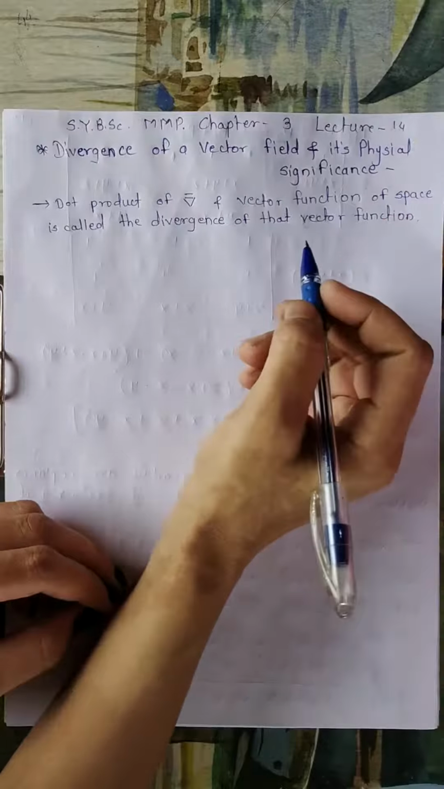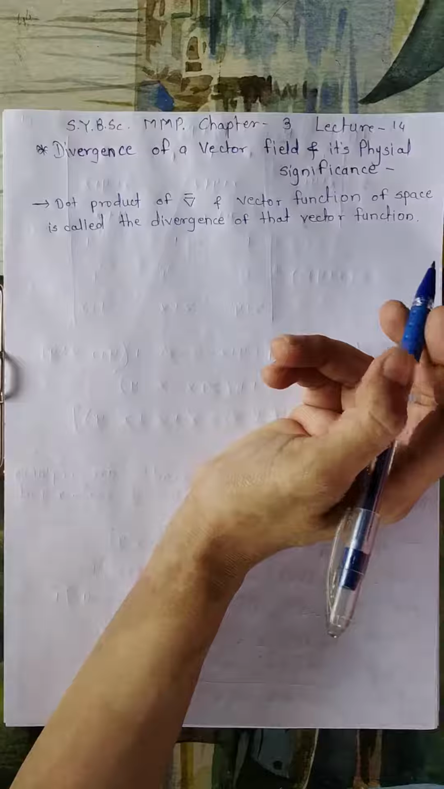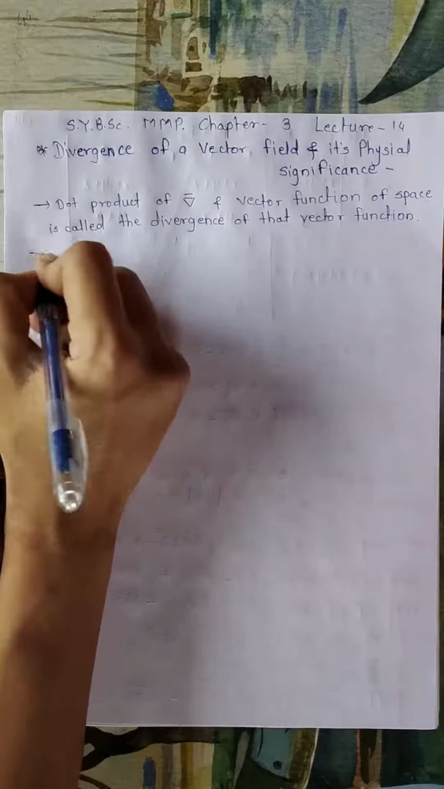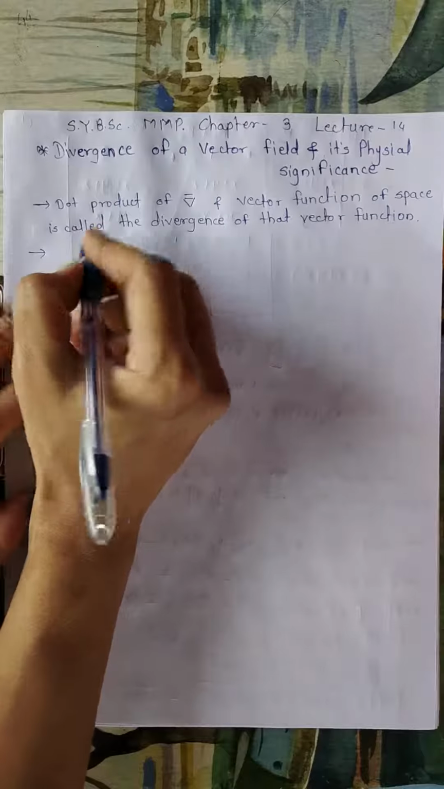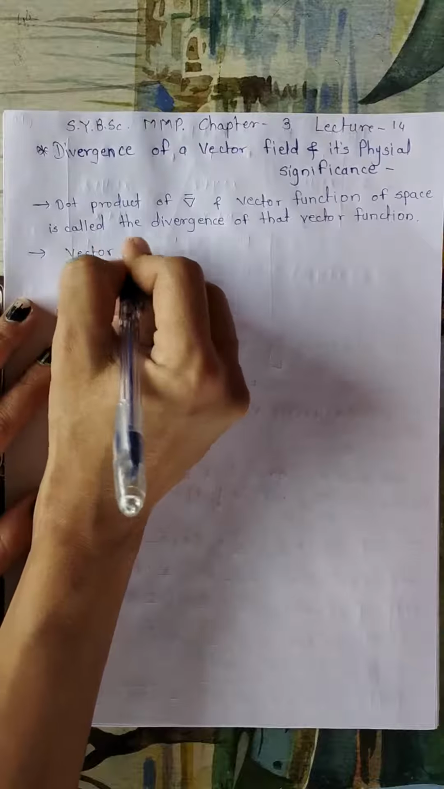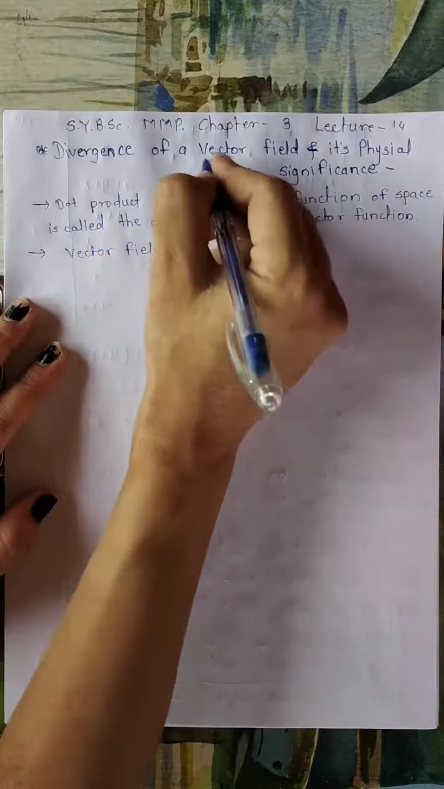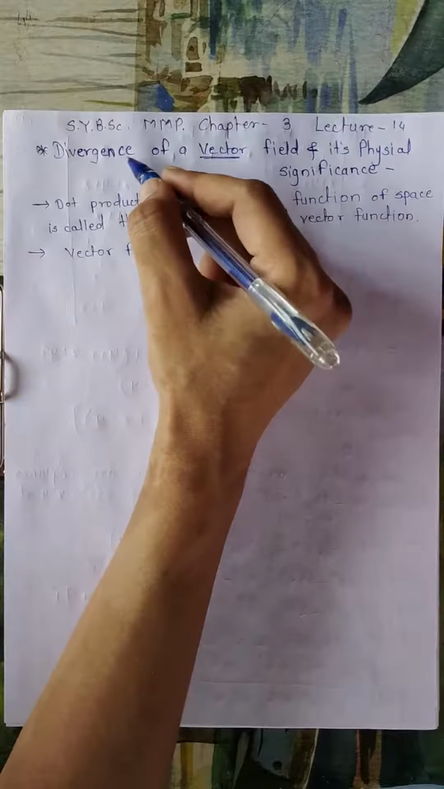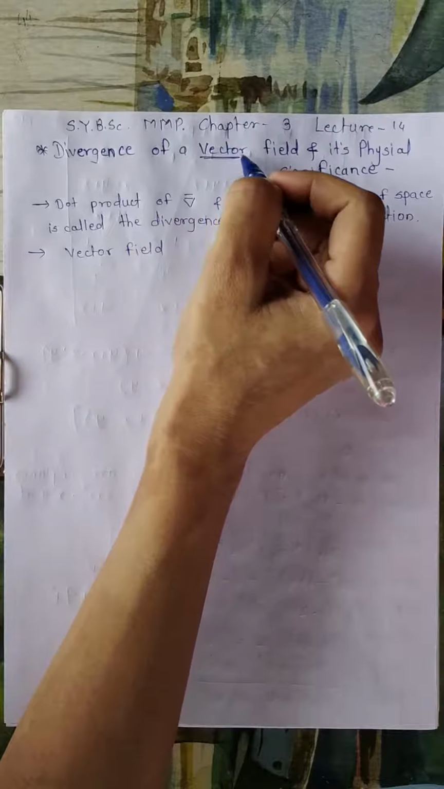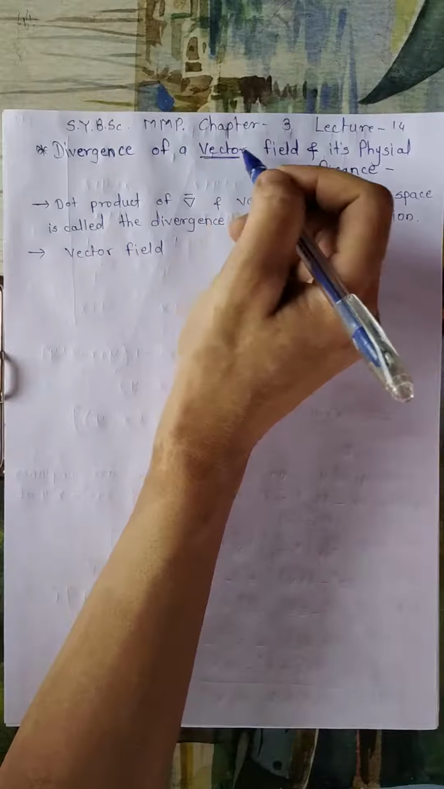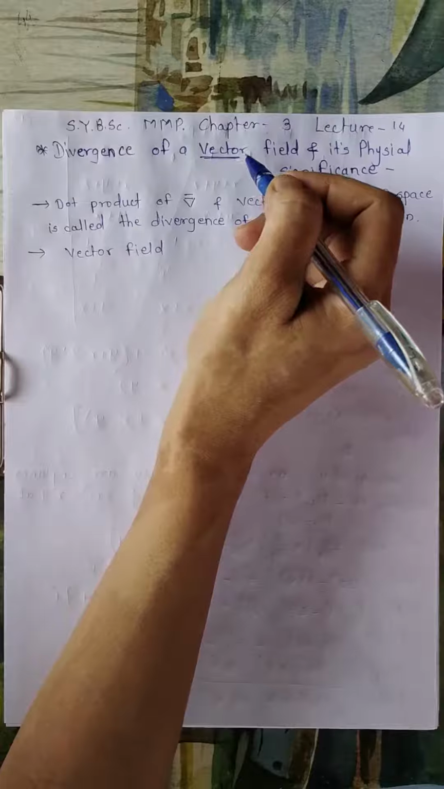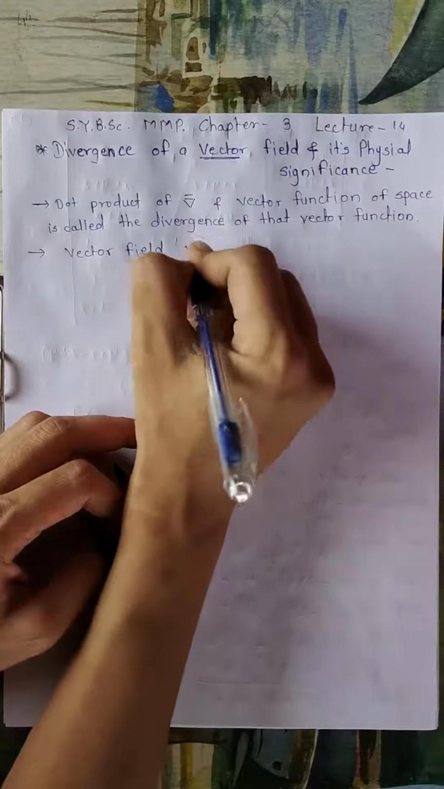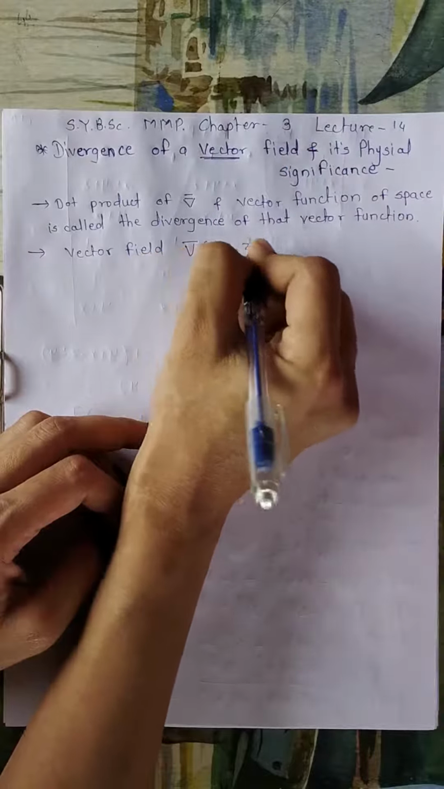Divergence is the dot product of del bar and a vector function of space. Suppose we have a region which is defined by a vector field. To find gradient we need a scalar field, while to find divergence we will need a vector field. This is the largest difference between the gradient and divergence.